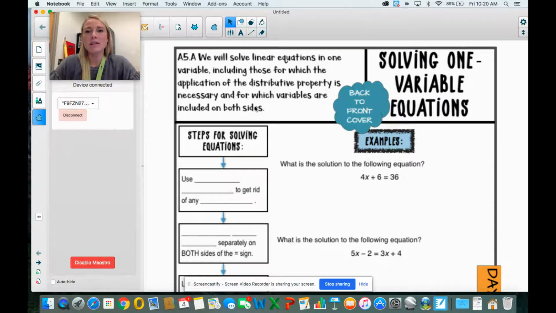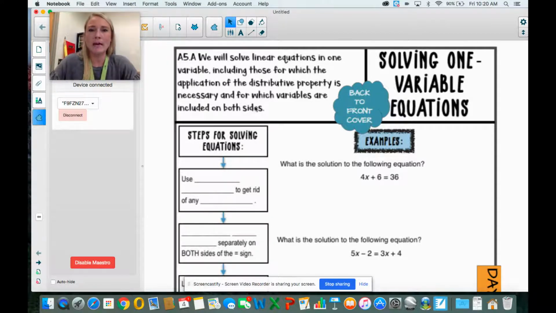Hey guys, okay, today we're going to talk about solving one variable equations. Our "we will" statement, that's our learning standard, what we should be able to do by the end of the day. It says we will solve linear equations in one variable, including those for which the application of the distributive property is necessary and for which there are variables on both sides.